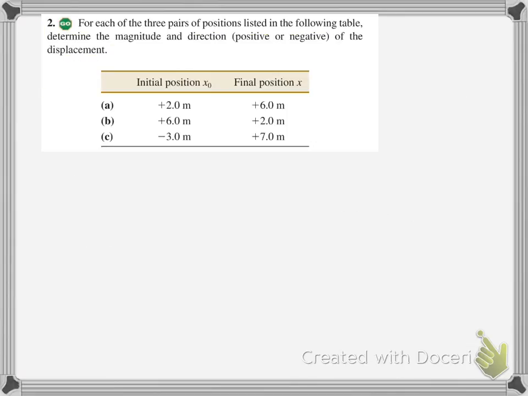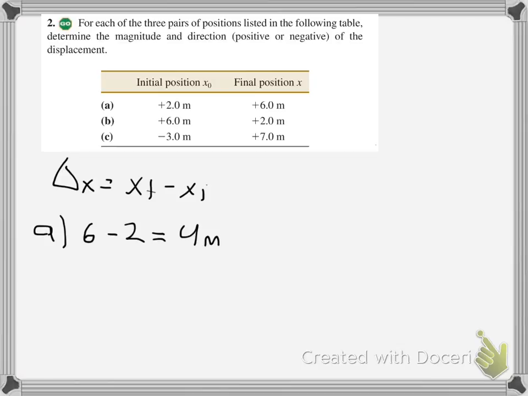Okay, so for this problem, they tell us that for each of the 3 pairs of positions listed in the following table, determine the magnitude and direction, positive or negative, of the displacement. So we start off by writing our equation, that our change in x is equal to our final minus our initial. So for number 1, or for A, they give us that our final position is 6 and our initial position is 2. Therefore, 6 minus 2 is 4 meters, which is our displacement.